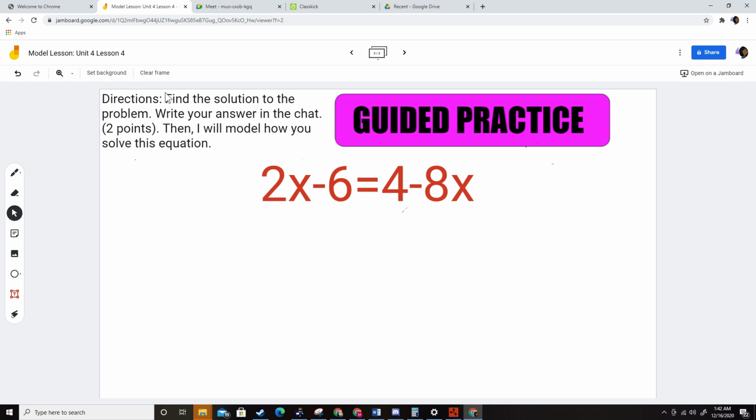We are going to find the solution to this problem I've given you. If you are doing this as you should be, writing your answer not only in the chat, but also working this out on your paper, okay?